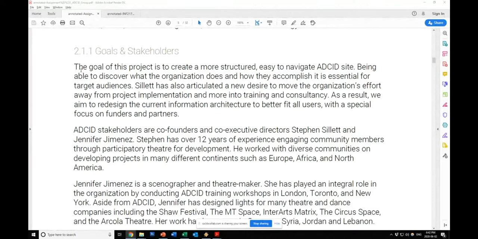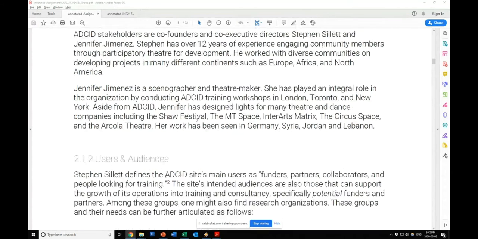The goal of this project is to create a more structured, easy to navigate ADCID website. Being able to discover what the organization does and how they accomplish it is essential for target audiences. And the owner of the site basically articulated a desire to move the organization's efforts away from project implementation and more into training and consultancy. So that's inside knowledge in this particular case, which I'm not expecting in this instance, but they've gone and done the work, and they've been able to sort out what are the long-term goals for the website.